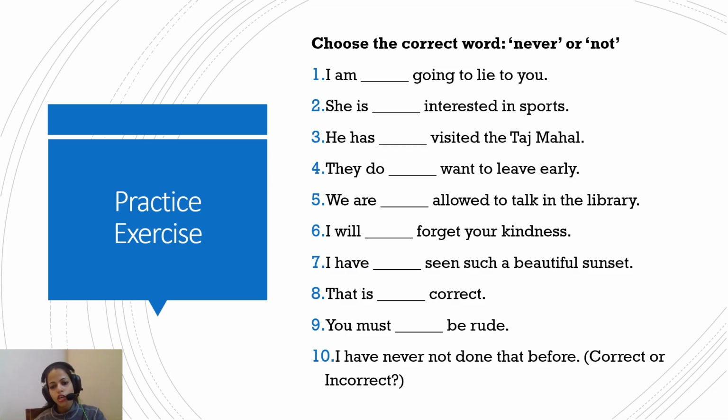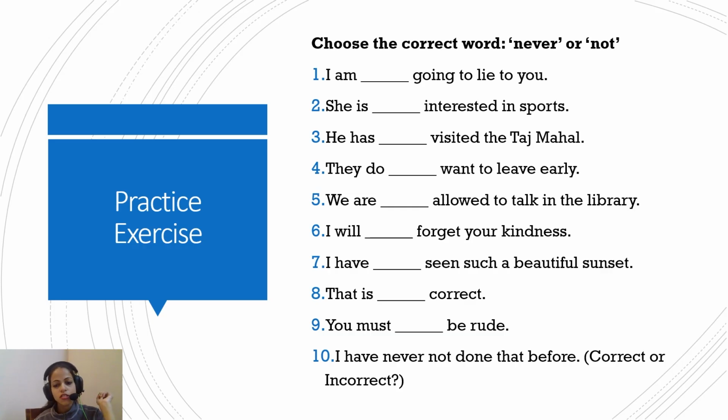We are dash allowed to talk in the library. We are not allowed to talk in the library. So at this point, somebody meets you in the library and tells you that we're not allowed to talk in the library, so you better talk here. I will dash forget your kindness. I will never forget your kindness. Somebody says, no, I will never forget your kindness. You've been so nice to me. This is going to stay with me forever. So the word never will be used here.